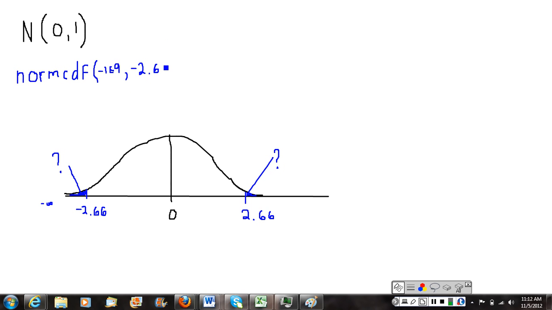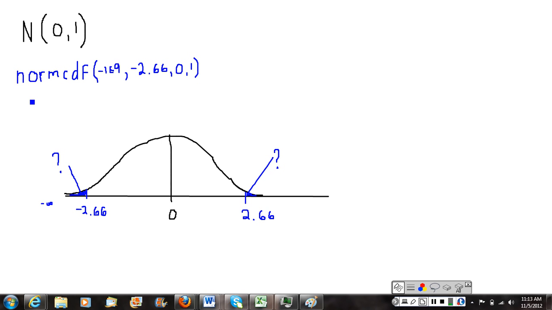And then we need to put in our mean and our standard deviation. So our mean is 0, and our standard deviation is 1. So if I go ahead and enter that on my calculator. To get that on the calculator, I'm going to do second vars, choose option 2, norm CDF, and then I've got negative 1, E9, and then negative 2.66, and then a 0, and then a 1. And that's giving me a very small decimal number.